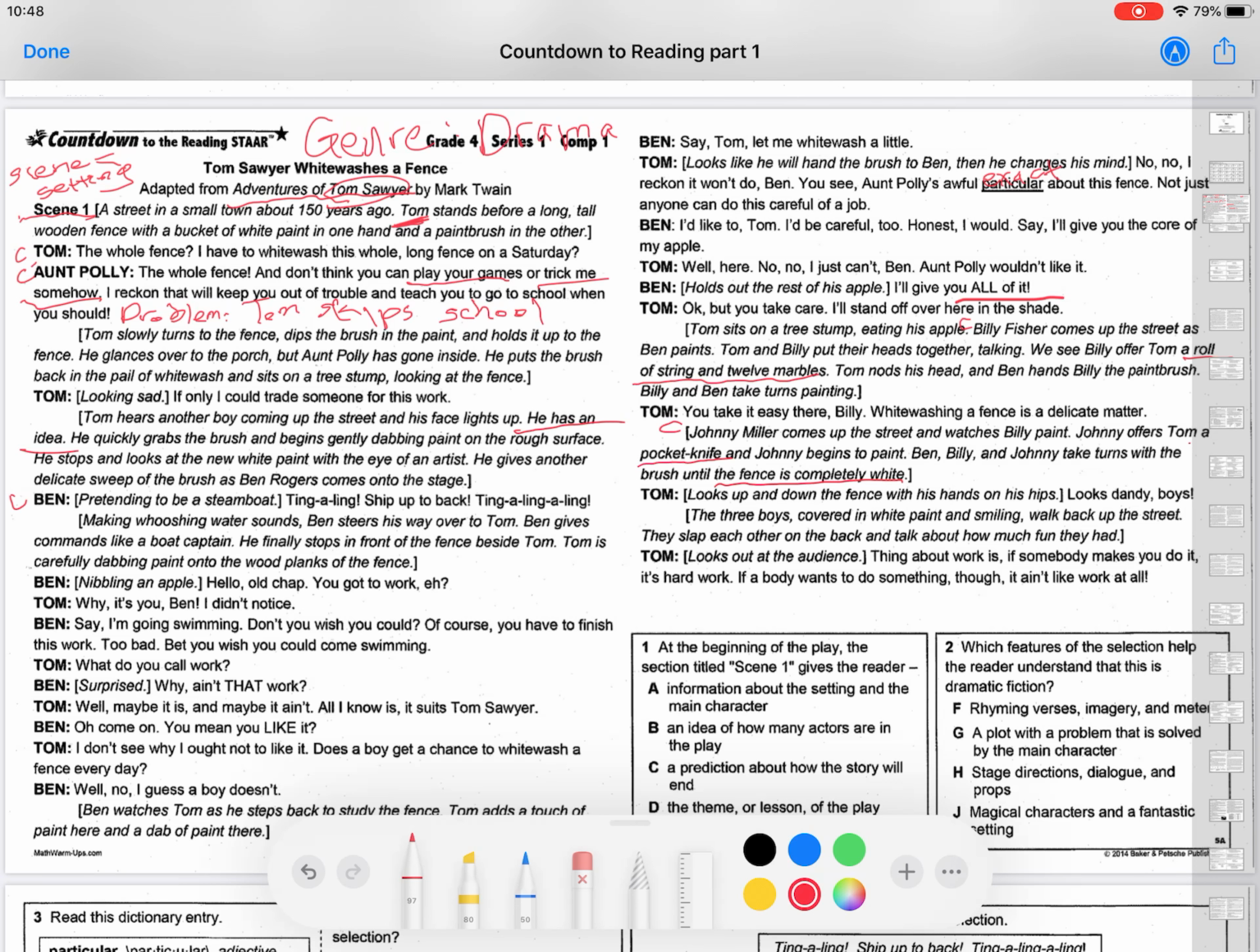Tom looks up and down the fence with his hands on his hips. Looks dandy, boys. The three boys covered in white paint smile and walk back up the street. They slap each other on the back and talk about how much fun they had. Tom looks out at the audience. Thing about work is, if somebody makes you do it, it's hard work. If a body wants to do something, though, it ain't like work at all.